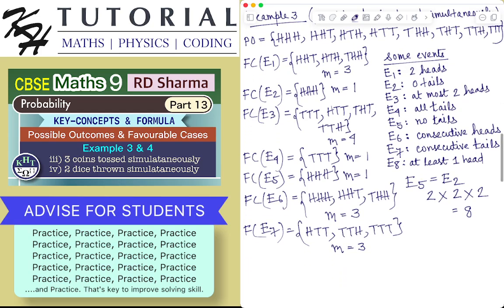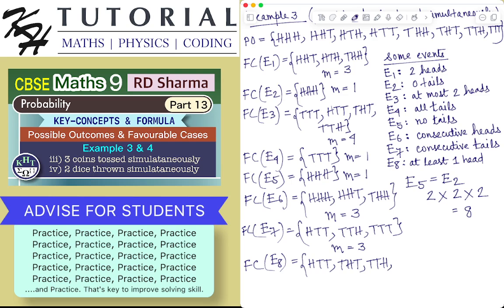The last event, E8, says at least one head. These are the favorable cases, FC, of event E8. At least one head means we can have one head, two heads, or three heads. So one head can be head, tail, tail; tail, head, tail; and tail, tail, head. So these are the three outcomes which have one head.